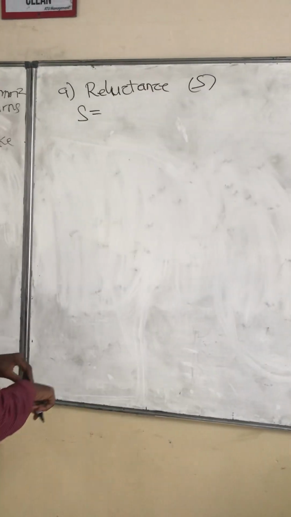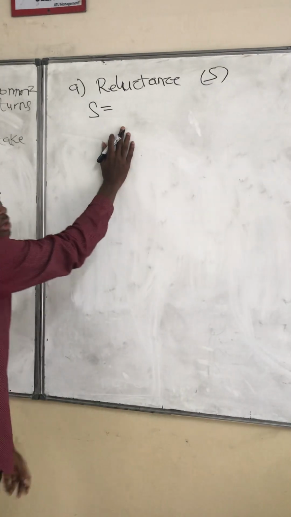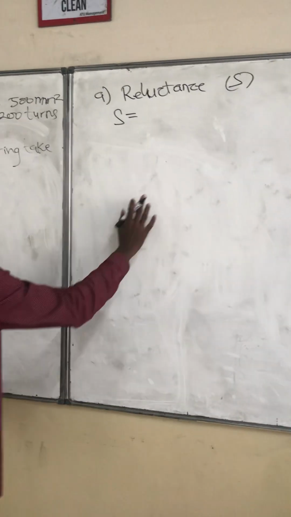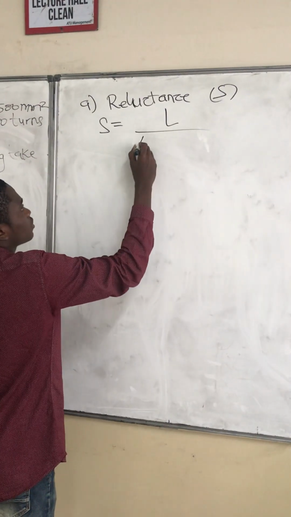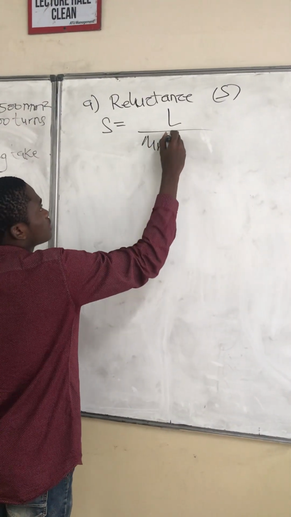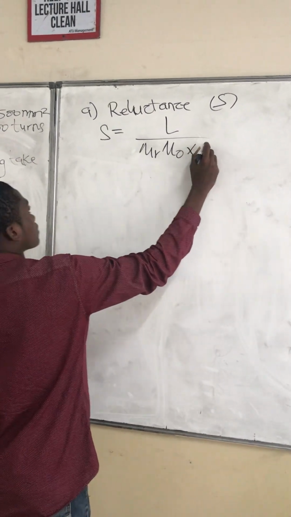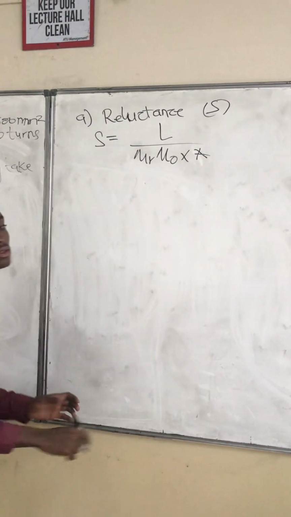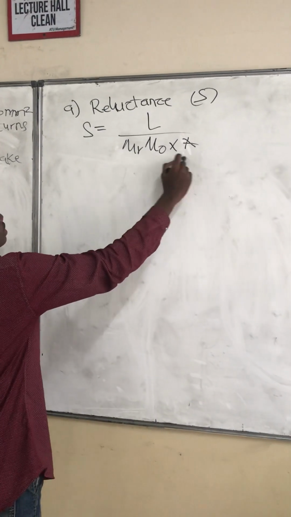Now we are here to solve the question. The first question is the reluctance. Reluctance, due to the data here, we can have the formula to be length all over relative permeability times permeability of free space times the area of the circuit. So this is the formula that we'll be using for the reluctance now.